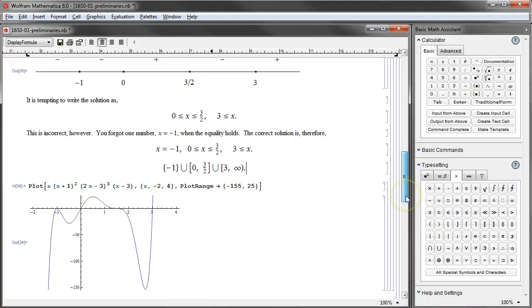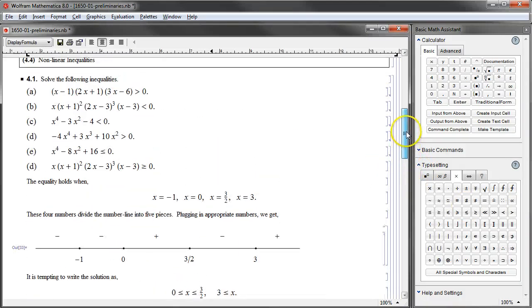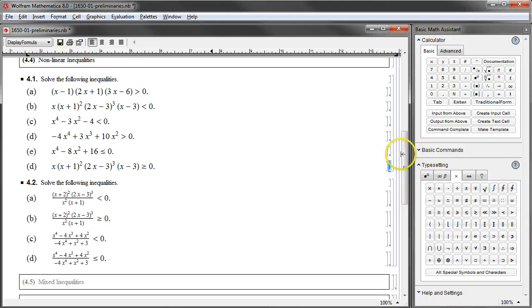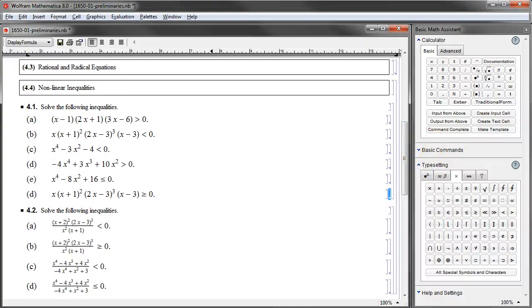Here is the graph, by the way. When we have positive sign, 0 to 3 halves, and then 3 to infinity, that's when the graph is positive. But when x equals -1, please note the graph hits the x-axis even though it bounces back. So semi-inequalities can be a little bit tougher.